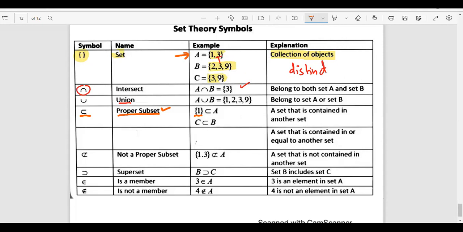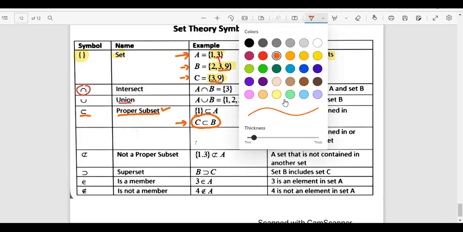Then if I talk about B and C, set B has 2, 3, 9 and C has 3, 9. So I can write it this way. Since C has the elements of B, I can write it down this way: C is a subset of B. Are you clear with the idea of subsets?